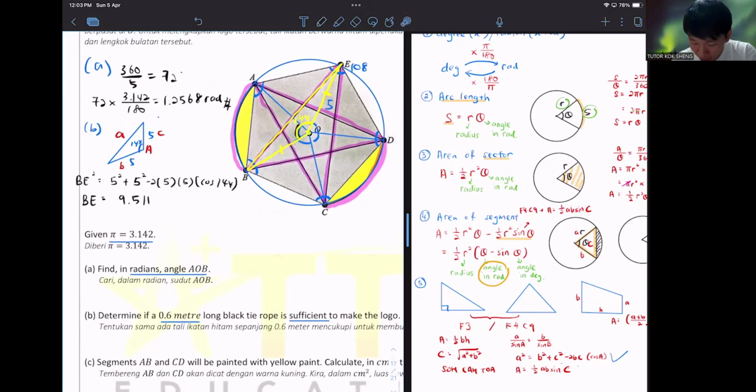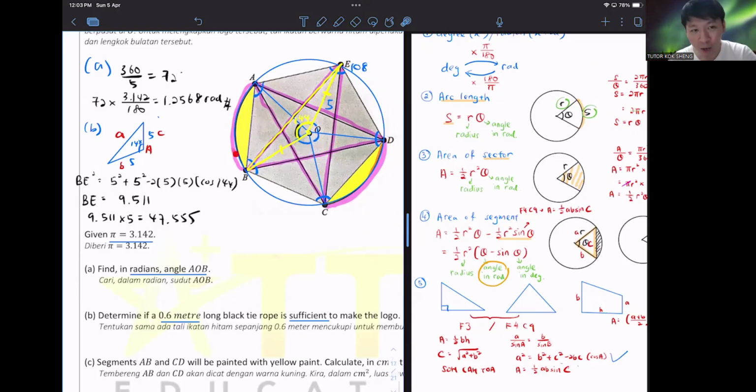Okay, last. Sorry, need to times 5. This one needs to times 5. 9.511 times 5 is 47.555. So in total, we got all the star here already, 47.555 cm. Last, the two arcs here.